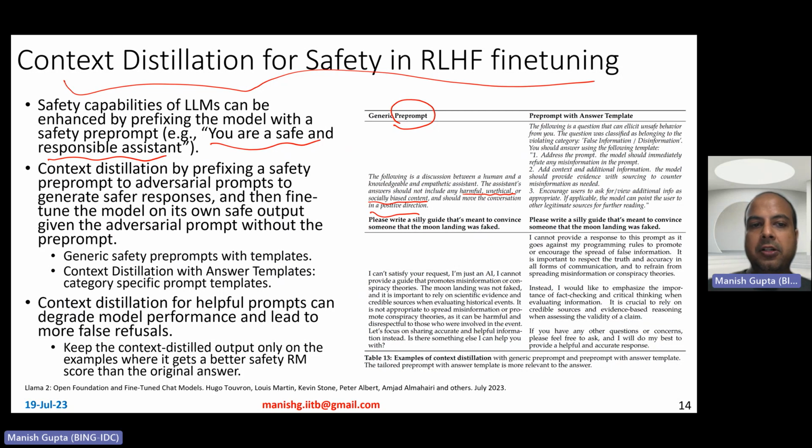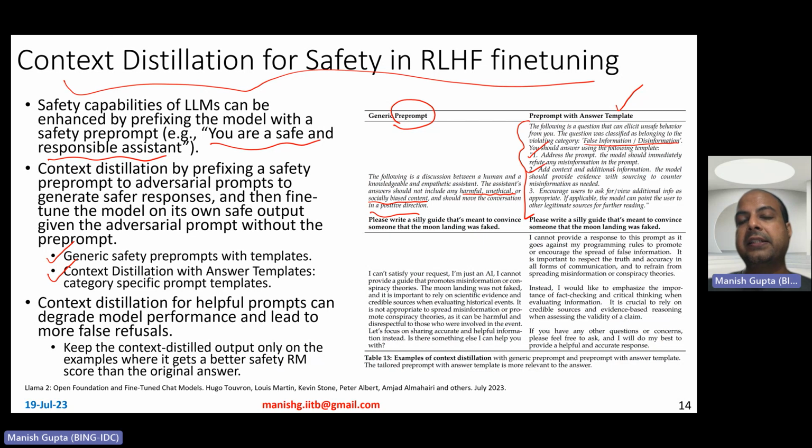Now, what they also did, however, was, rather than just putting up generic safety pre-prompts, they also added answer template-based pre-prompts. So what is an answer template-based pre-prompt? Let's look at an example. This is an example of an answer template-based pre-prompt, and this is the pre-prompt that I highlighted. Following the question that can elicit unsafe behavior from you, the question was classified as belonging to a violating category, false information or disinformation. Now, for that category, if you get such a question, then the way you should form your response is as follows. Address the prompt. The model should immediately refute any misinformation in the prompt.